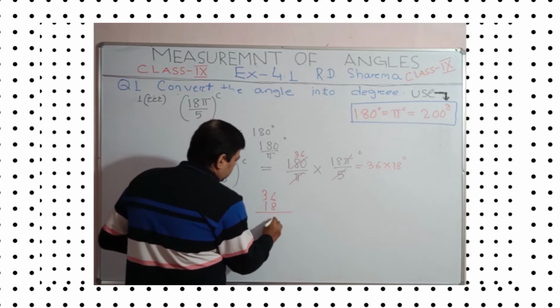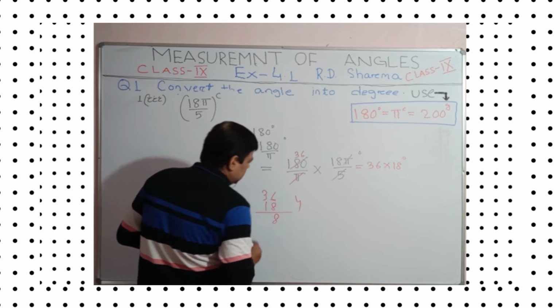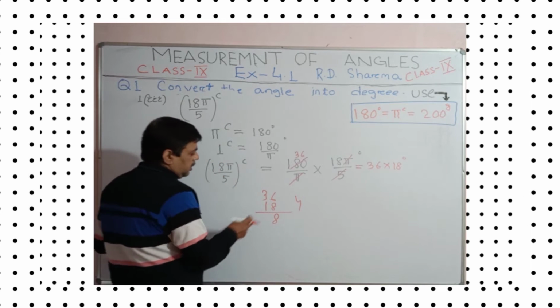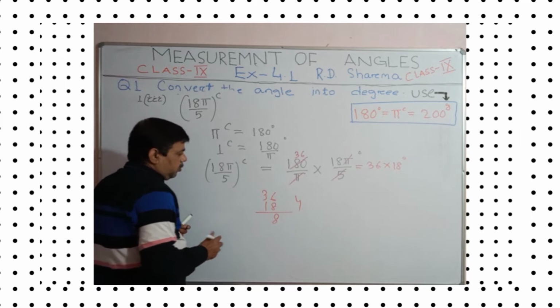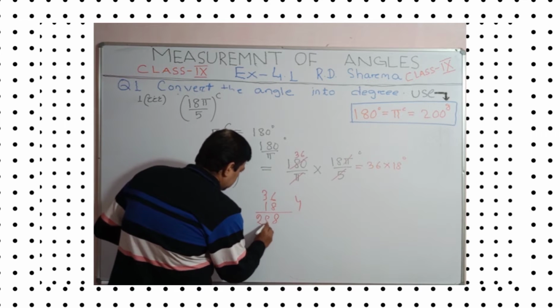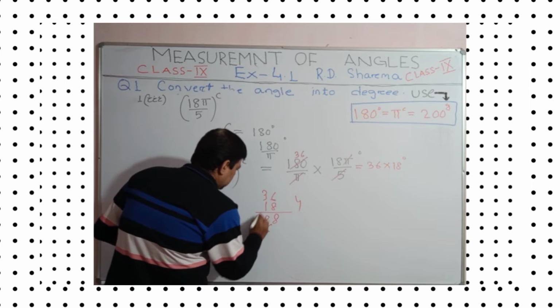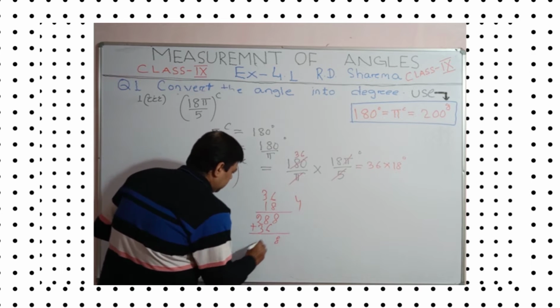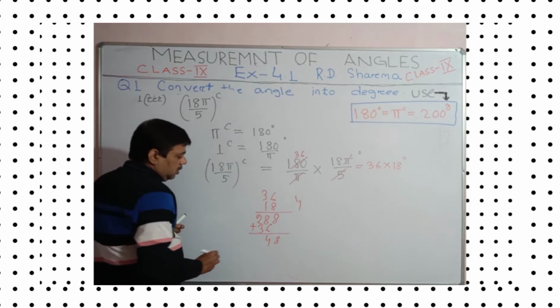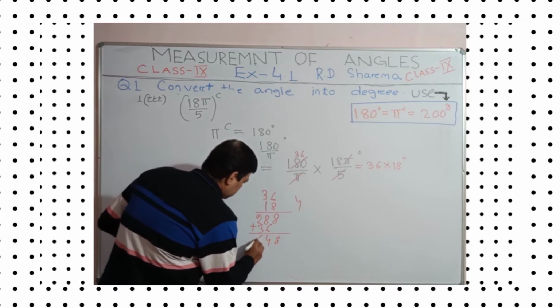8 sixes are 48. 8 carry 4. Yes, 8 sixes are 48. 8 carry 4. And 8 threes are 24 plus 4 is 28. Yes, 1 six is 6. 1 three is 3. So 8. 8 plus 6 is 14. 4 carry 1. 3 plus 1 is 4. 4 plus 2 is 6.